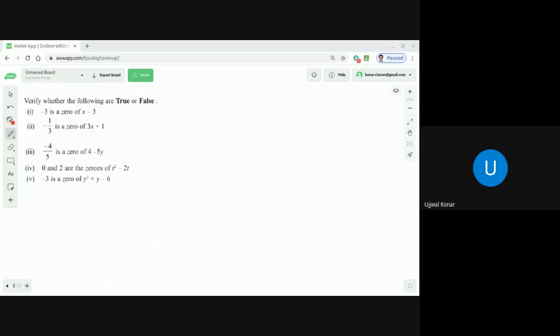And -3 is a zero of y square plus y minus 6. So 9 minus 3. Yes, it is true. So like I've done the same things, I've got 0.8 out of 1. Okay, let me open it up.